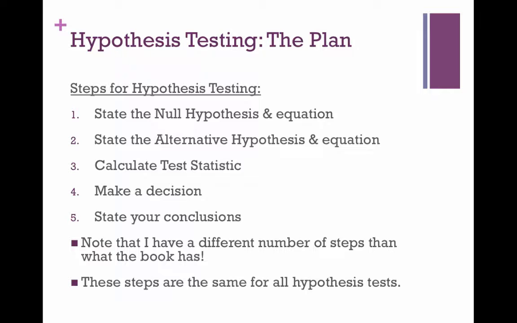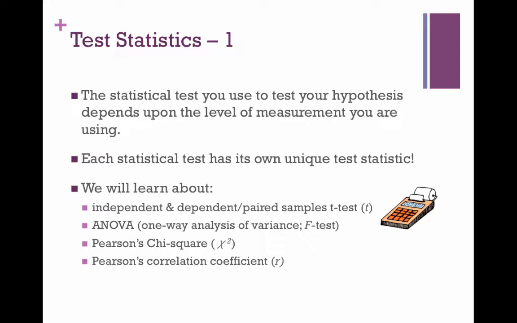And so let's talk about step number 3, which is calculating our test statistic. So calculating our test statistic. Well, the statistical test that you use to test your hypothesis is going to depend upon the level of measurement that you're using. So once we've established our null and alternative hypotheses, we have to think about, okay, which one is our IV, which one's our DV, and what are the level of measurements for those? And that's going to then dictate which test you're going to use. And each test has its own test statistic.